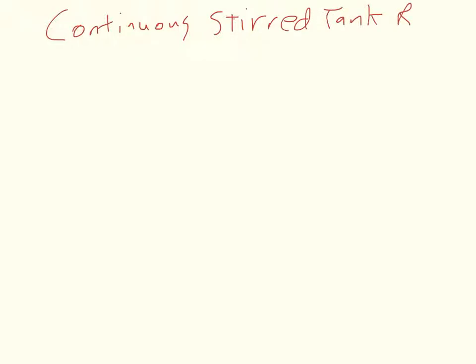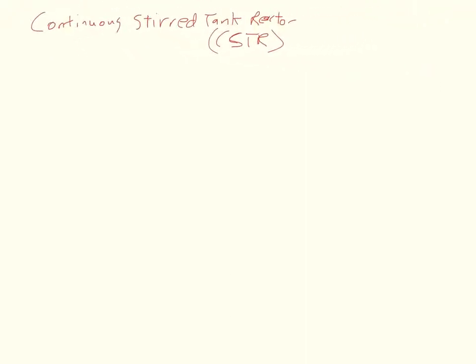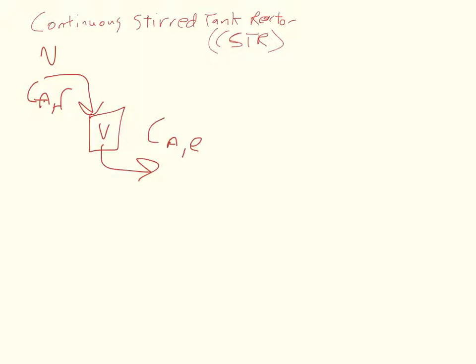Let me go ahead and talk about the second type of reactor, and that is the continuous stirred tank reactor, or CSTR. It's sometimes referred to as CSTR. So our CSTR reactor. The idea is we have some tank, and this tank has a certain volume. The reaction takes place within the volume. We have a flow rate, and we have a concentration. I'm just going to call this CAF for the feed and CAE for the exit. So we have the concentration of A in the feed and the concentration of A in the exit.